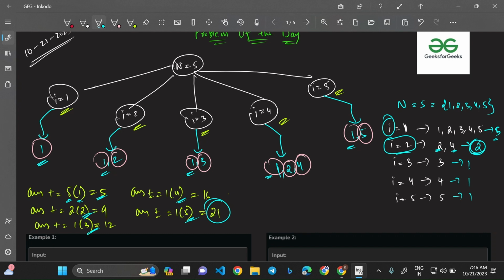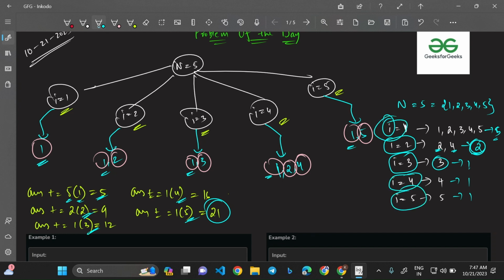Coming to I equal to 3, we only find one case where I equal to 3 divides successfully a number. What do you mean by successfully dividing? The remainder must be 0 on the division. Alright. So there is only one instance. What is that instance? I equal to 3 in 3. 3 is the number on which if we divide by I equal to 3, we get the remainder as 0. So it successfully divides and it's the only case. Same is the case with I equal to 4 and I equal to 5.